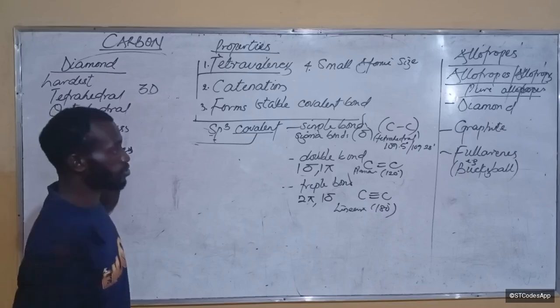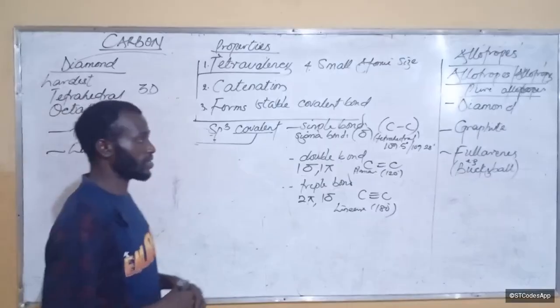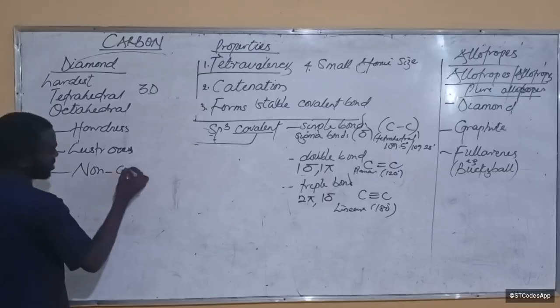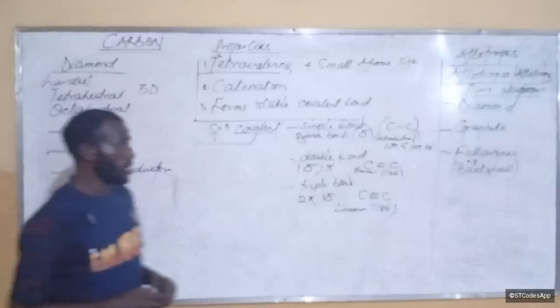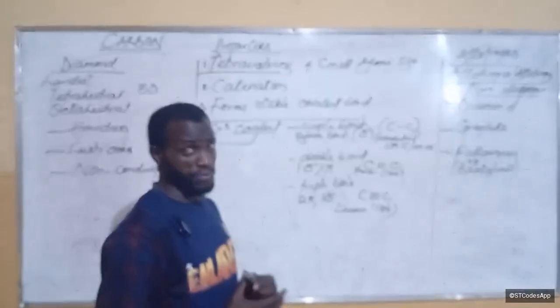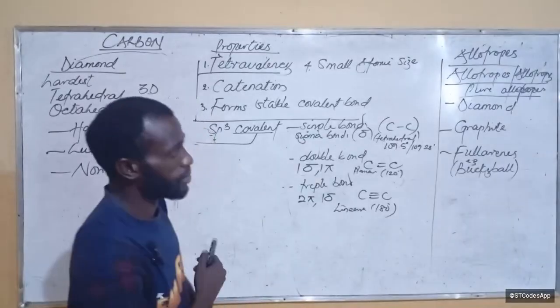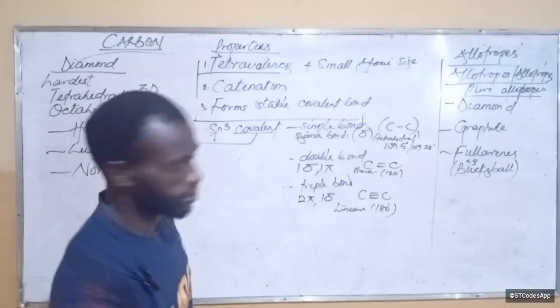Hard, lustrous. Then non-conductor, it does not conduct electricity. Now, why does it not conduct electricity? Because it has no free electrons. So since there are no free or mobile electrons, diamond does not conduct electricity.